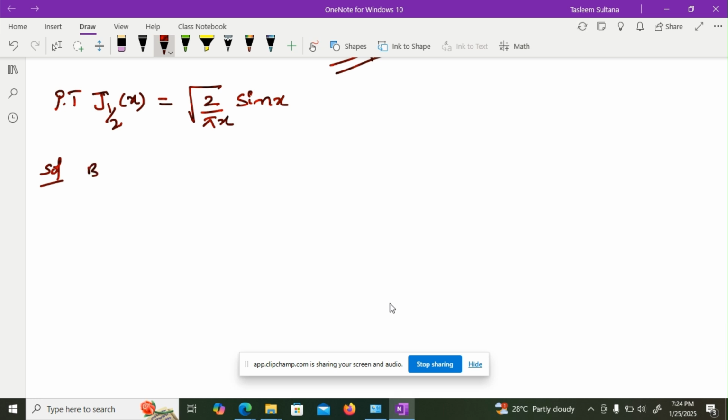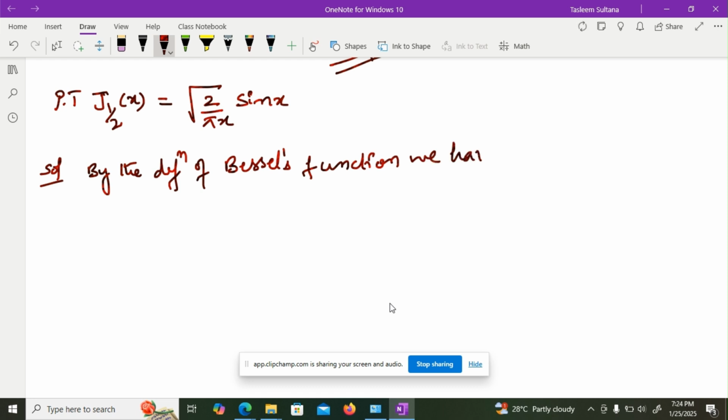So by the definition of Bessel function, we are using the first kind, we are not using the Bessel equation. Make it clear about that one. Bessel differential equation is different, Bessel function is different.